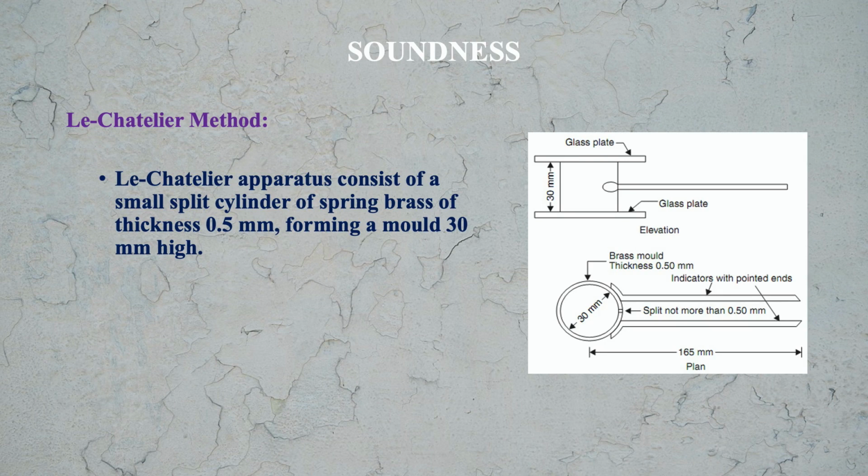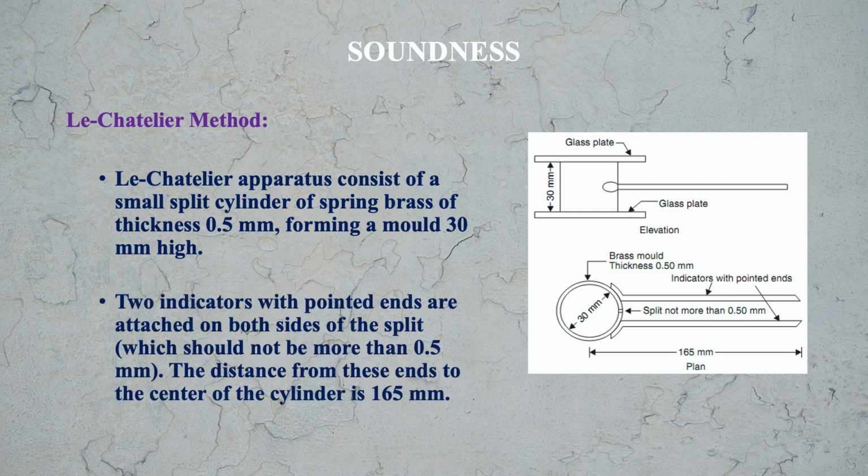Le Chatelier apparatus consists of a small split cylinder of spring brass of thickness 0.5 mm, forming a mold 30 mm high. Two indicators with pointed ends are attached on both sides of the split, which should not be more than 0.5 mm gap. I am telling you this. The distance from these ends to the center of the cylinder is 165 mm.